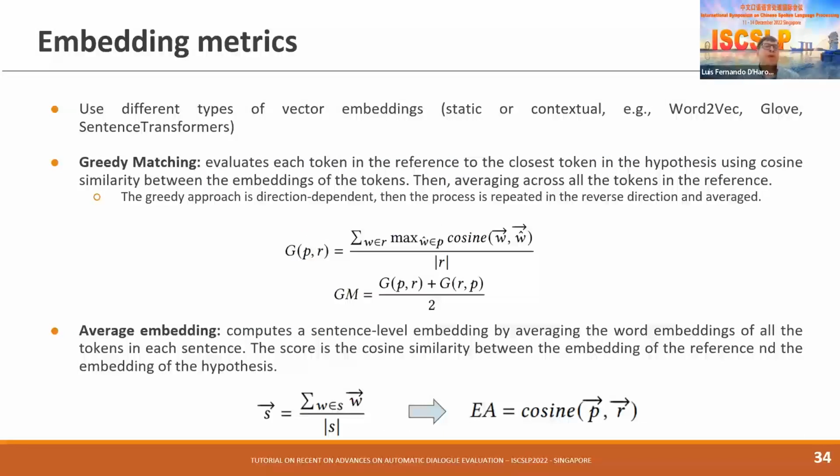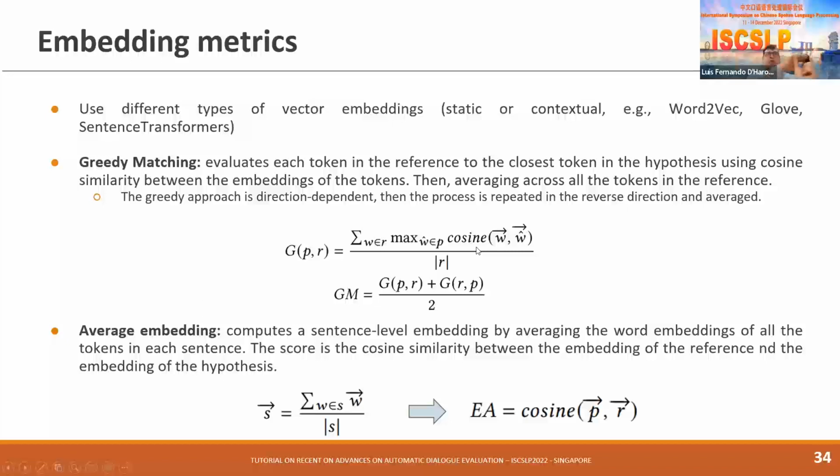And then we move into embedding metrics. We mentioned that there is greedy matching or average embedding. So what do we do here? Basically, we have word embeddings for each word in the reference and each word in the hypothesis. And then we do greedy matching. That means that you will go word by word in the reference and word by word in the hypothesis, and you will check which ones are closer to each other. And then you select the one with the max value for the cosine similarity.